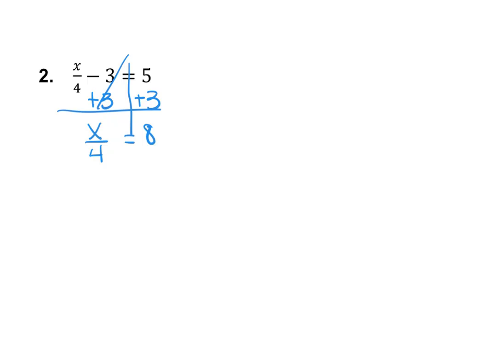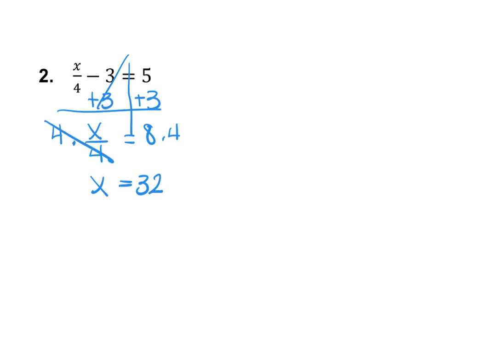Now we're going to look at this variable, and what is a 4 doing to the variable? Well, the 4 is dividing, and to undo division, we're going to multiply. So on both sides, we're going to multiply by 4, and that's going to cancel out the 4's, and then x will be equal to 32.